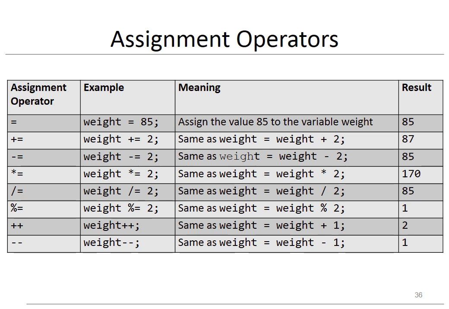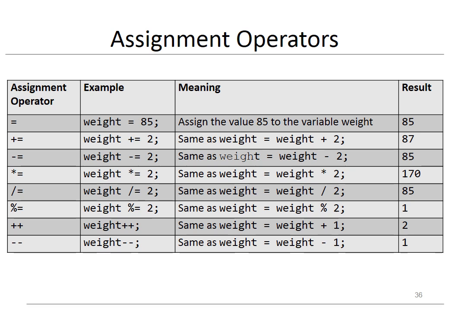Here you can see the assignment operators listed. An assignment operator assigns a value to a variable. We already discussed the equal sign as an assignment operator. We assign the value 85 to the variable weight. Weight += 2 is a shortcut notation for weight = weight + 2, so the result becomes 87. Weight -= 2 corresponds to weight = weight - 2, so the result becomes 85.